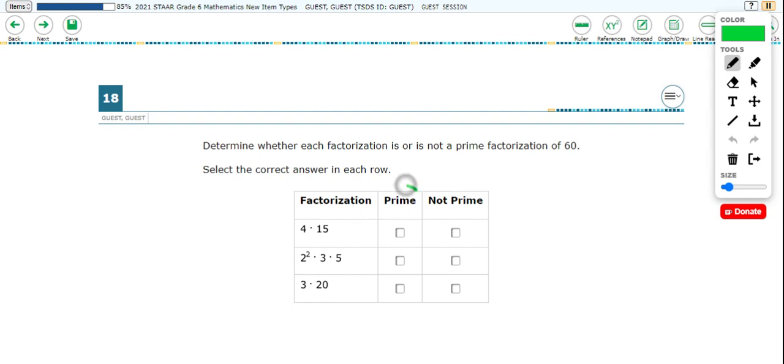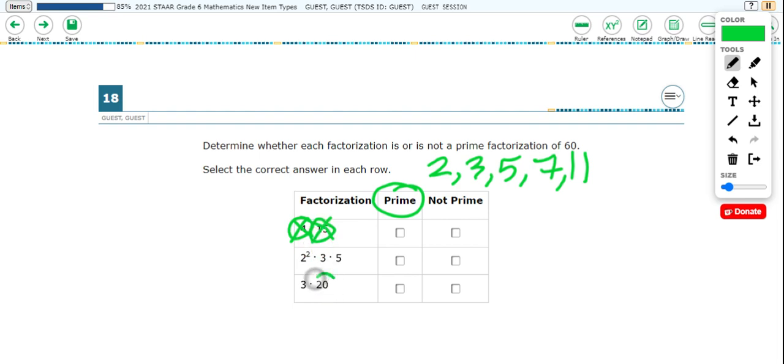Prime numbers only. Prime numbers are going to be 2, 3, 5, 7, or 11. 4 is not prime. 15 is not prime. 20 is not prime. 3 is. 2, 3, 5 are all going to be prime numbers.